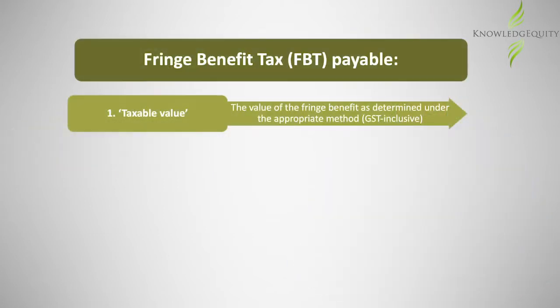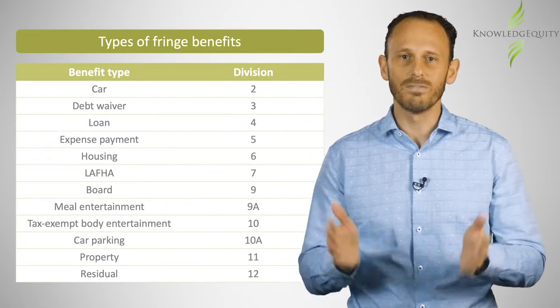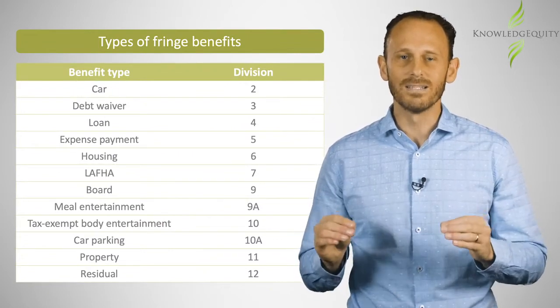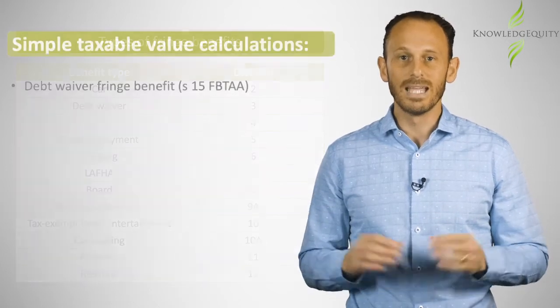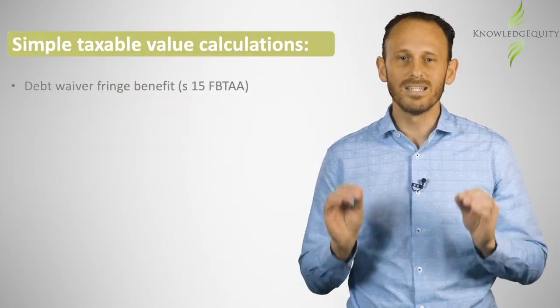The first step for the calculation of FBT payable is to determine the taxable value of the fringe benefits given to employees. The taxable value, as the name suggests, aims to capture the dollar value of the benefit given to the employee. There are several categories of fringe benefits, and different ones have different ways of calculating the taxable value. In some cases, the calculation is simple.